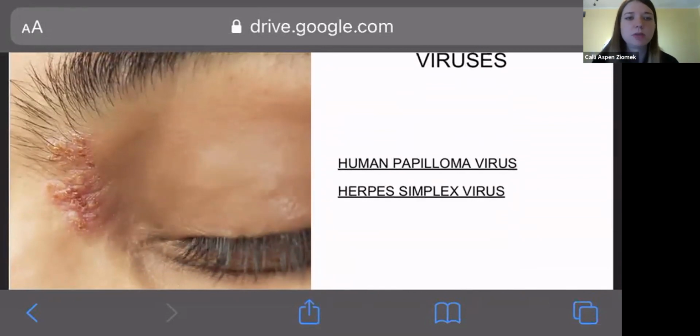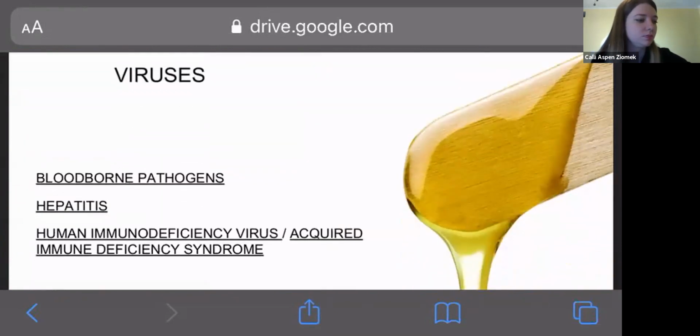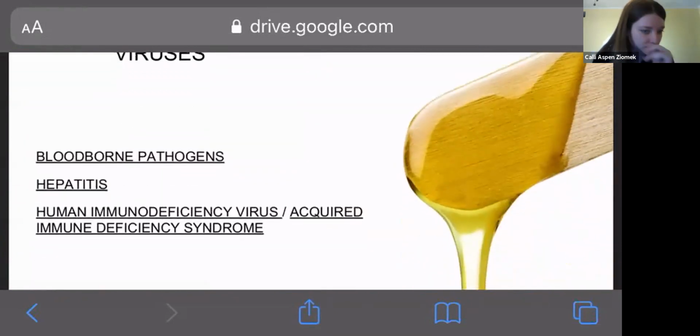So these ones will be your herpes, HIV, all of those are your viruses. Hepatitis, autoimmune disorders, bloodborne pathogens, mainly are your viruses.